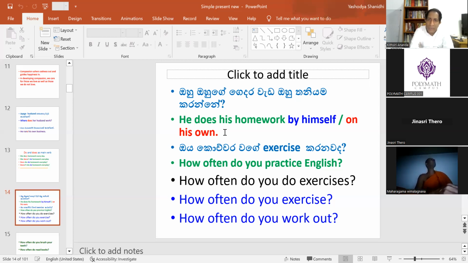How often do you work out? The same idea. Work out, exercise, do exercises.